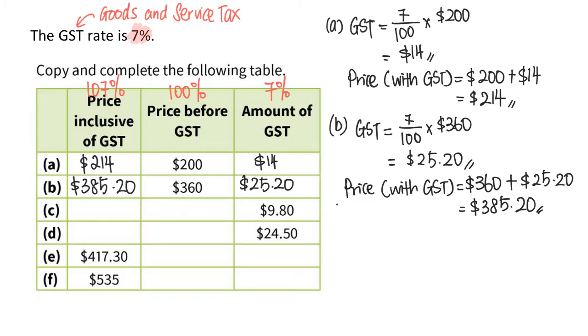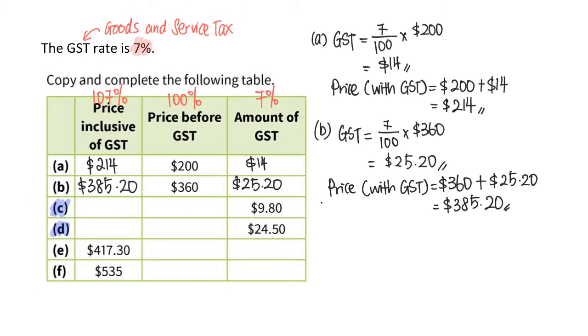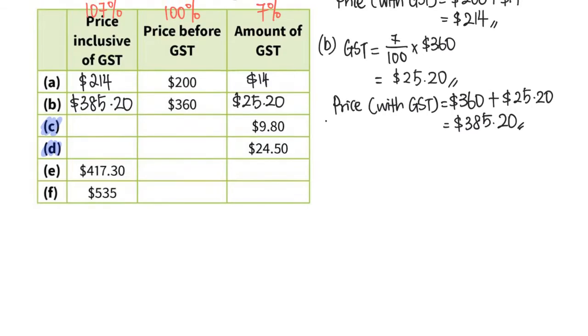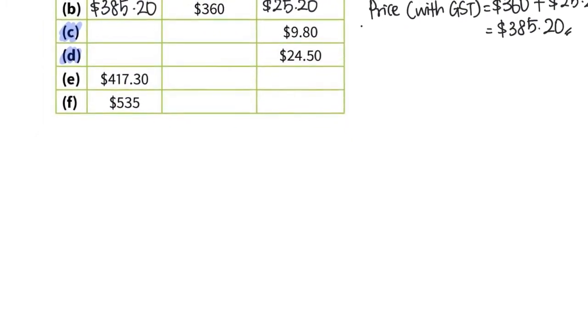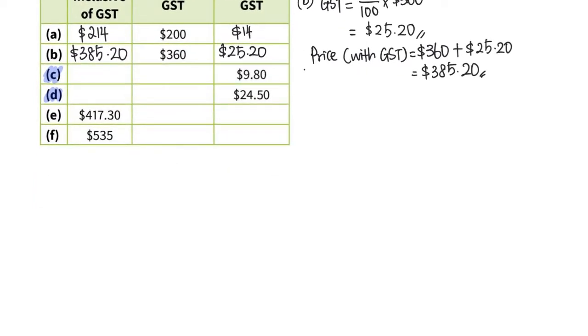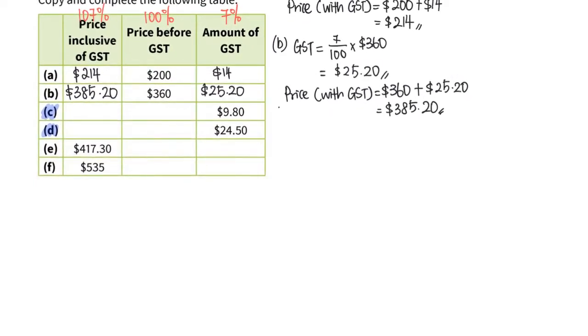Well, part C and part D is a similar question, similar type, different numbers only. So this part here, I would write it down below here. So let's focus on this only, part C and part D. And again, we know that for part C, we are given the GST. So GST amount is $9.80.